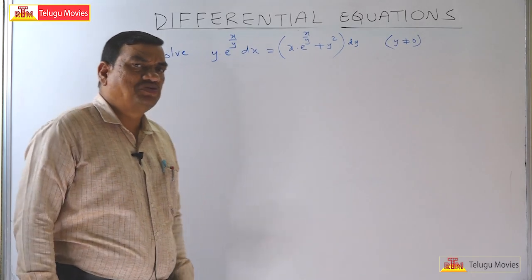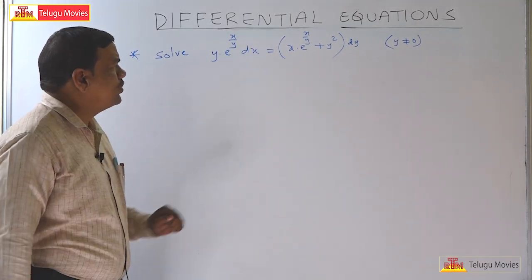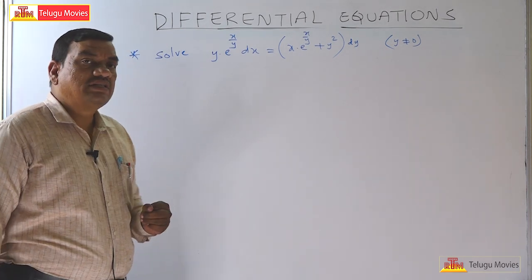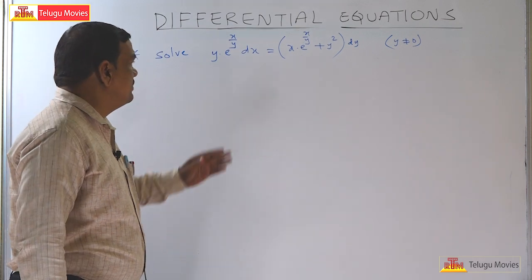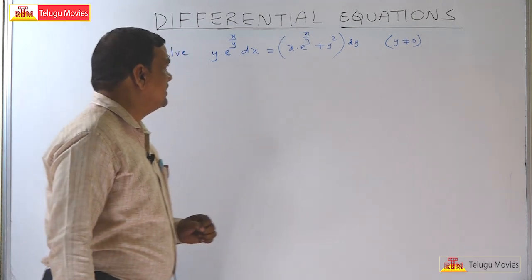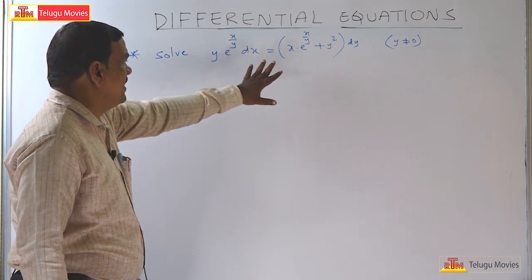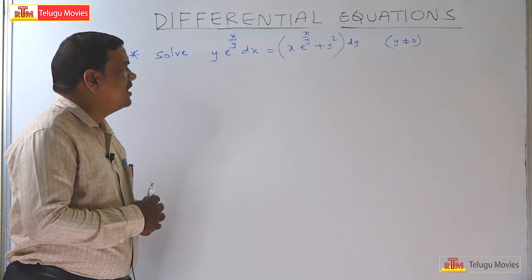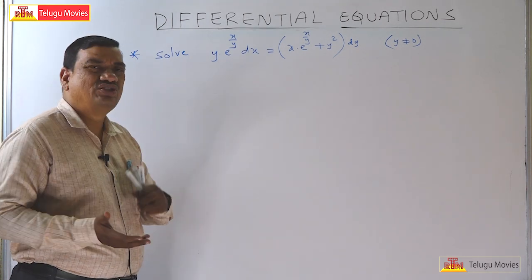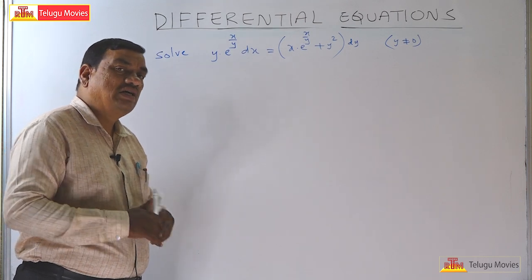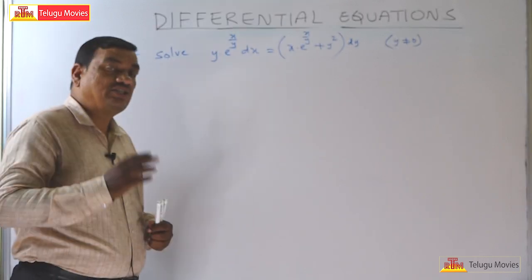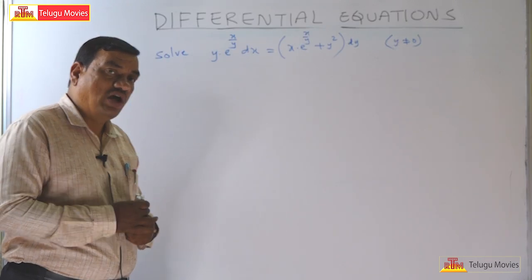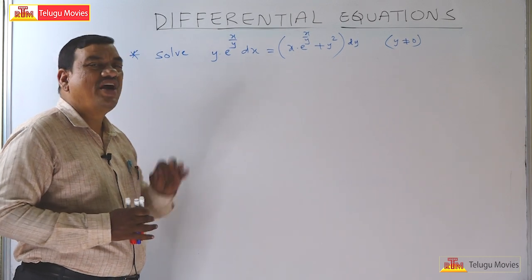Welcome to this problem. It's a very nice problem. Generally students will start doing dy by dx is equal to y e power xy by, and they start doing substitution, checking whether it is non-homogeneous or homogeneous. But without doing that, within a short trick, yesterday I explained the short trick formulae. Using that short trick formulae, you can do this problem very easily.